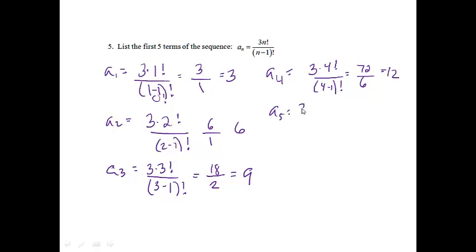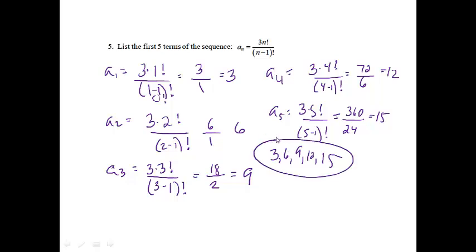And then the fifth term, we'll get 3 times 5 factorial over 5 minus 1 factorial. And if we work that out, we'll get 5 factorial, which is 5 times 4 times 3 times 2 times 1. 5 times 4 is 20, times 3 is 60, times 2 is 120. I think this is going to be 360 if I did that correctly. 5 minus 1 is 4 factorial, so 4 times 3 times 2 times 1 is 24. And when you take 360 and divide it by 24, you should get 15 as an answer for that one. So the first 5 terms would be 3, 6, 9, 12, and 15.